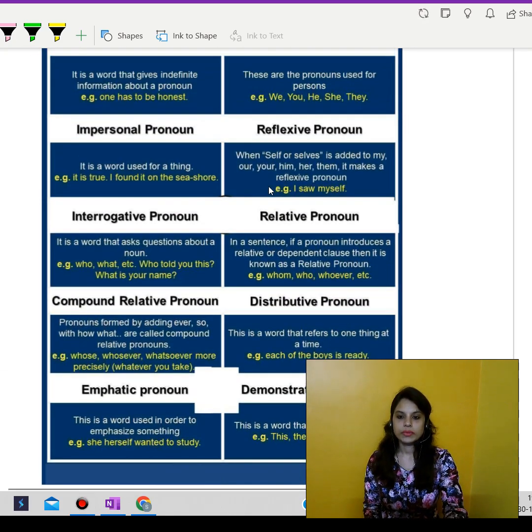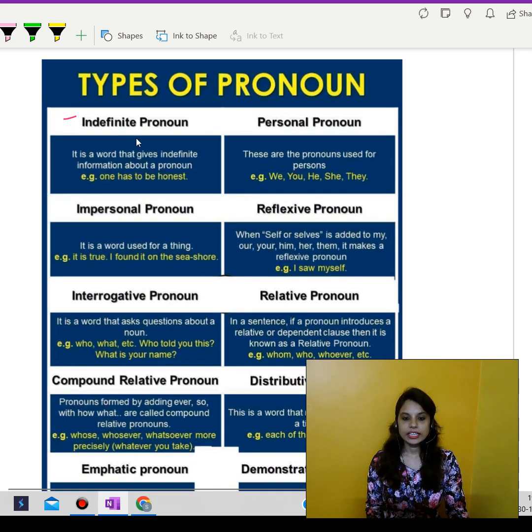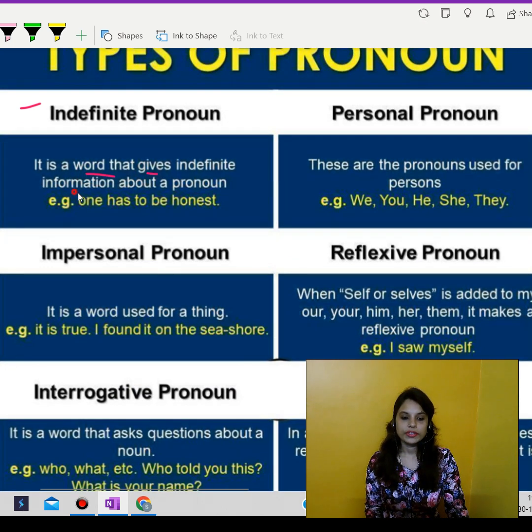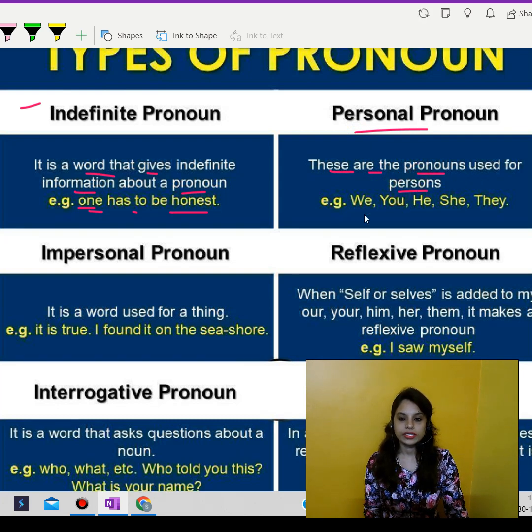Let's focus on more types of pronouns, like the indefinite pronoun. It is a word that gives indefinite information about a person, like one has to be honest. Personal pronouns are the pronouns used for persons, like we, you, he, she, they, which we have already discussed. Impersonal pronoun is a word used for a thing, like it is true, I found it on the seashore.